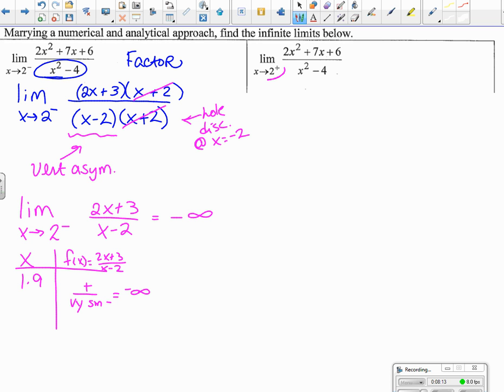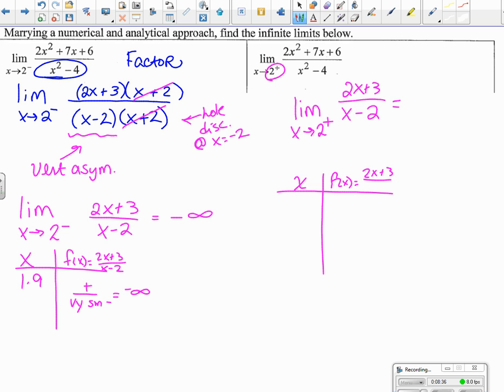If I analyze this from 2 from the right, I've got the same factoring going on, right? This is the same problem as what we just did. So now let's analyze it 2 from the right. We know that this function simplifies down to this. So let's analyze now, maybe make a little xy chart. Here's my f of x function, 2x plus 3 over x minus 2. And you could choose a number like 2.1. Well, if I put 2.1, I'm still going to be positive on top, and I'm going to be slightly bigger than the subtracting 2, so I'm going to end up with a very small positive quantity. And if I take positive divided by a very small positive, I'm going to get infinity on that.